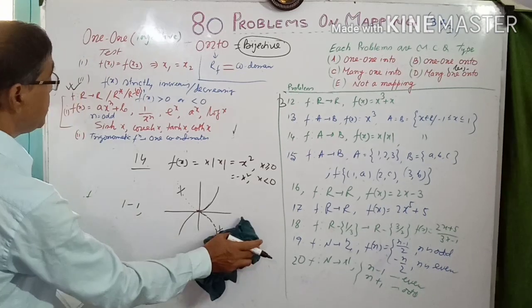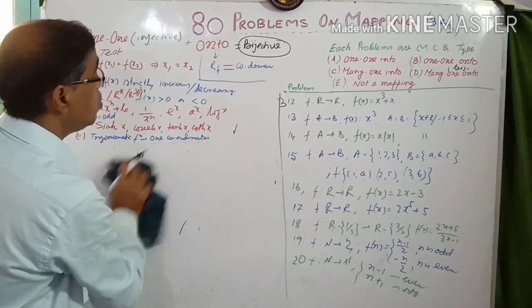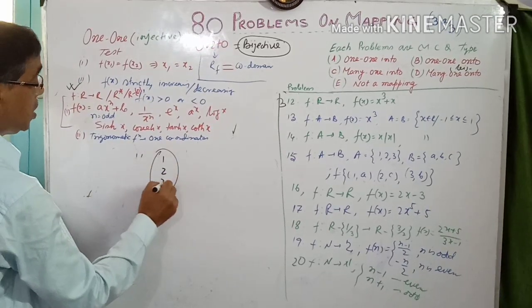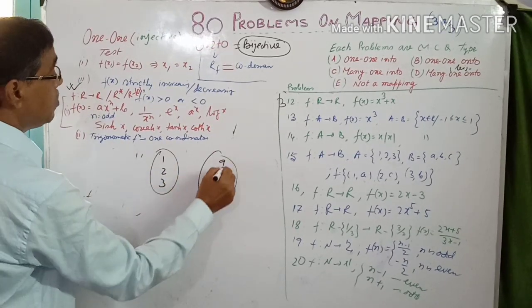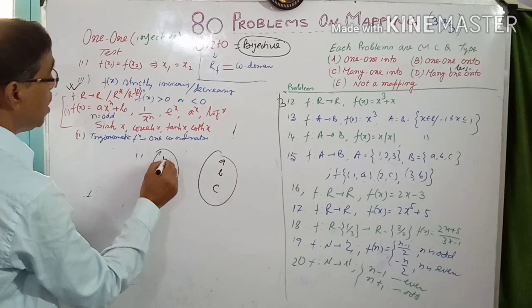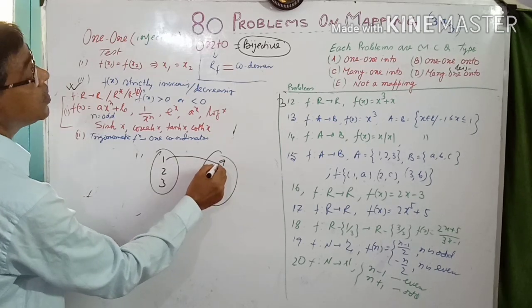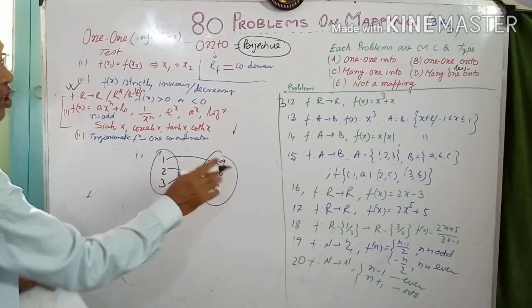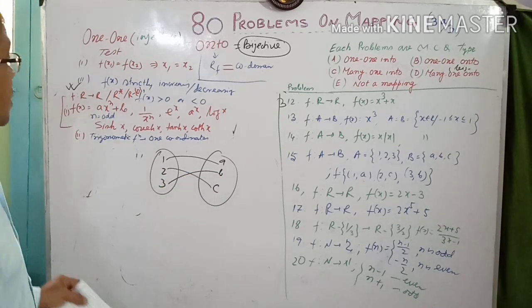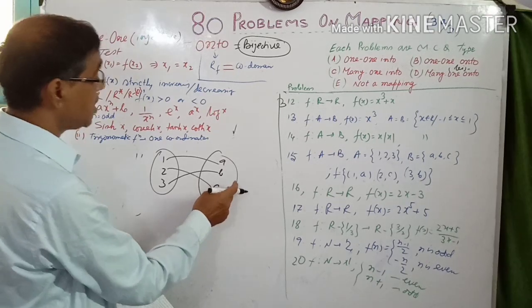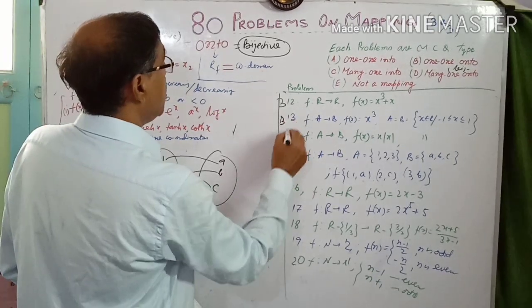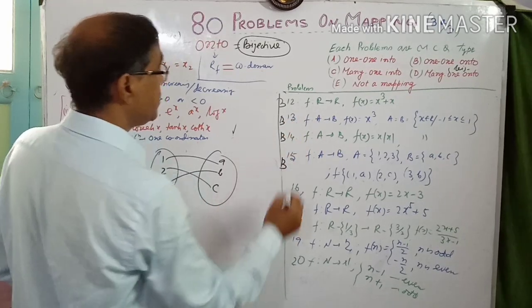Now problem 15 is too easy. 1, 2, 3 and A, B, C. 1 maps to A, 2 maps to C, 3 maps to B. So it is also one-one, and it is also onto because it has no excess element. Therefore, the answer is option B.